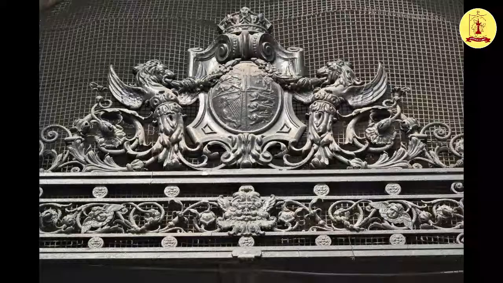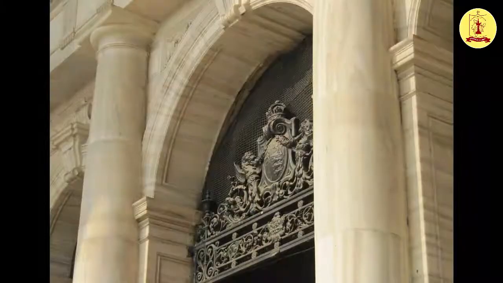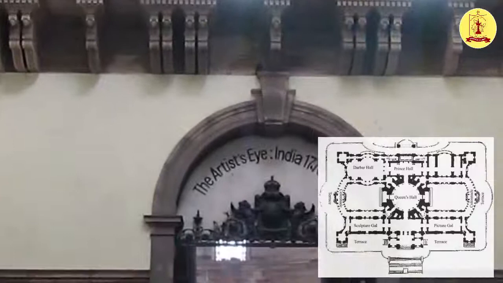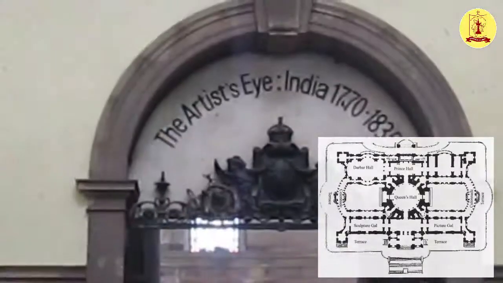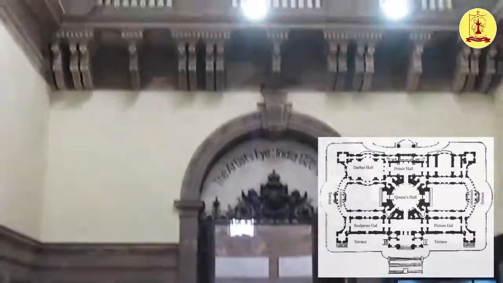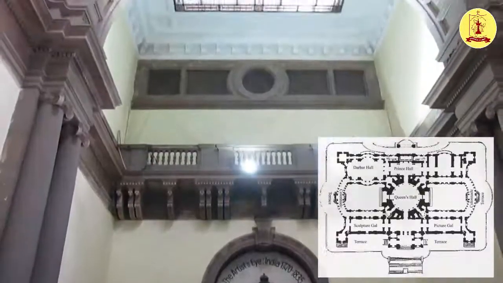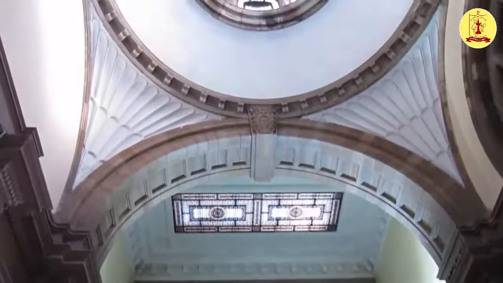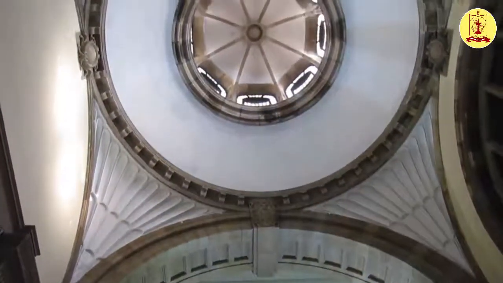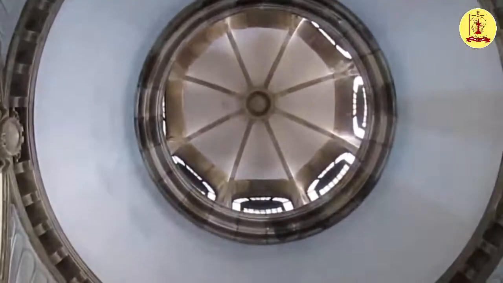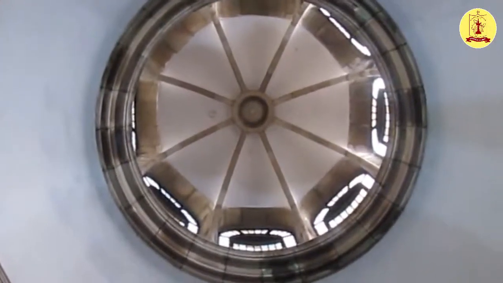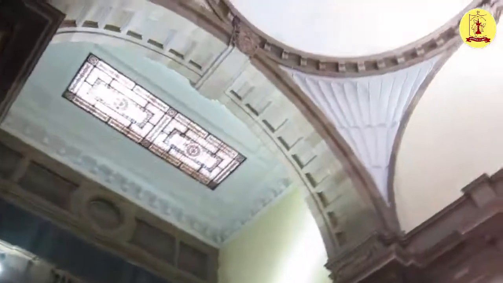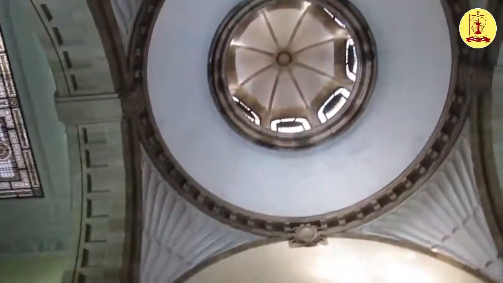This is the cast iron ornamentation found at the lintel level of the door. Well, now we have entered the lobby area of the monument, and on the right side we can find the picture gallery. On the ceiling of the lobby, we can find a large pendentive dome. Pendentive is a Roman structure. It's a term given to the construction element that allows a dome to be placed over square or rectangular spaces. Pendentives are triangular segments of a sphere that spread at the top and taper to points at the bottom.